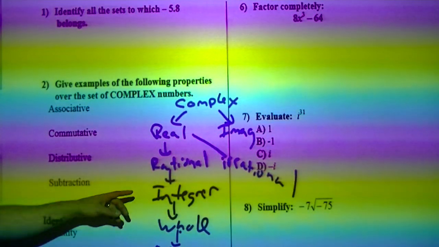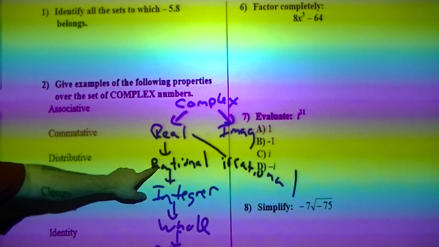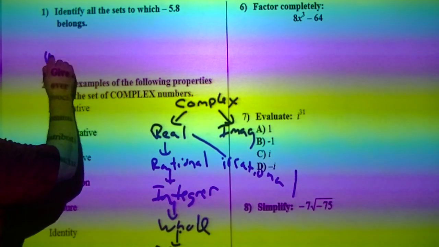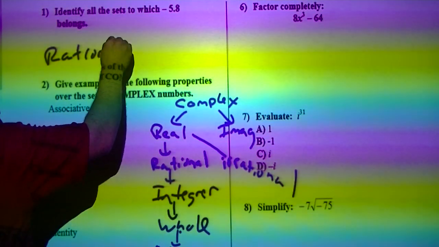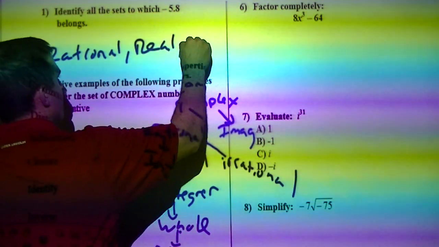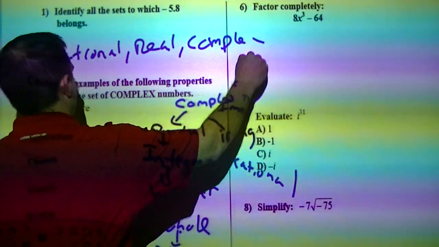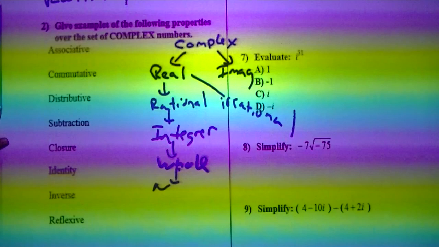All right? Now, since that is a decimal, that's going to be a rational. It's going to be real, and it's going to be complex. I'm going to go ahead and skip number 2 for now. You can get that stuff in class.